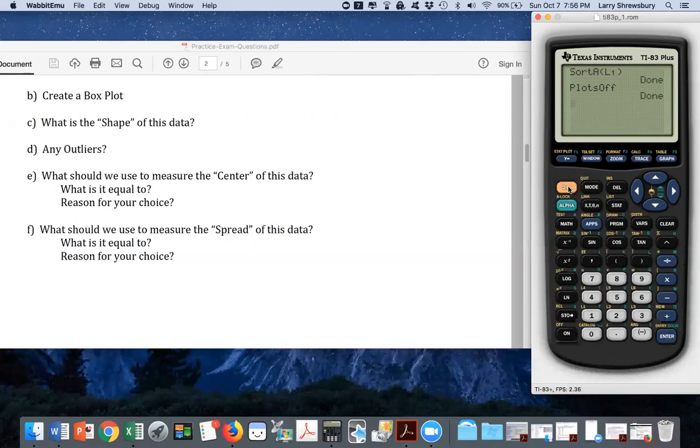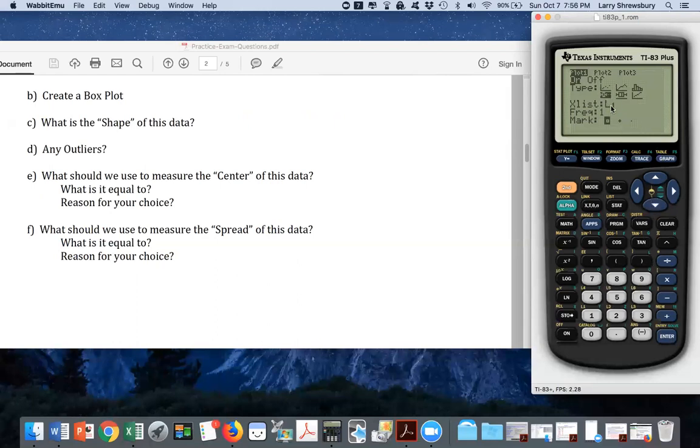Now all we've got to do is press second Y equals. You can do plot 1, 2, or 3. I'll just do 1. And let's set it up. Highlight what you want, press enter to select it. On is highlighted, so when I press enter, it turns it on. Hit your down arrow key. Keep pressing the right arrow key until the modified box plot is highlighted. Press enter to select it.